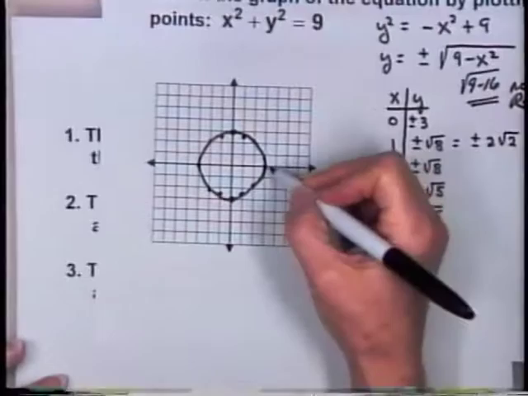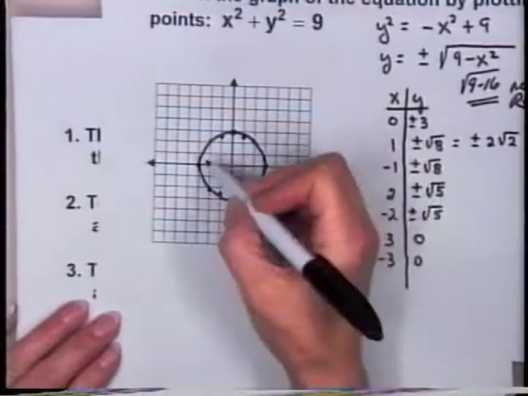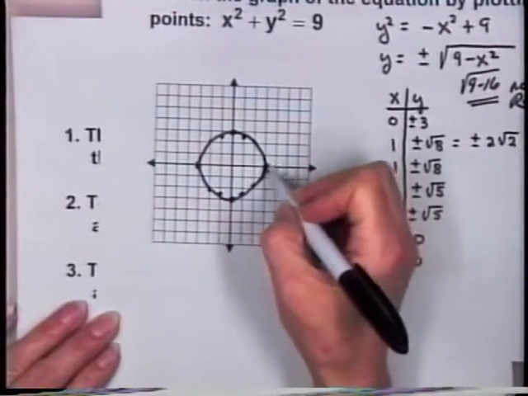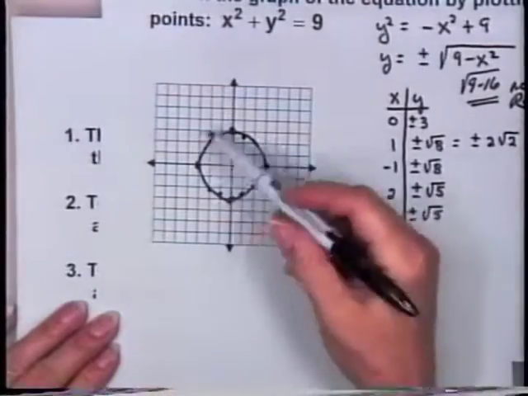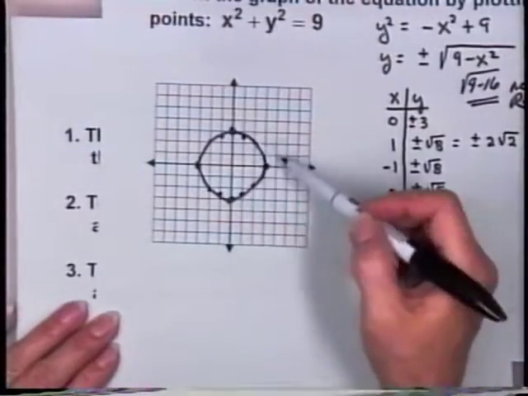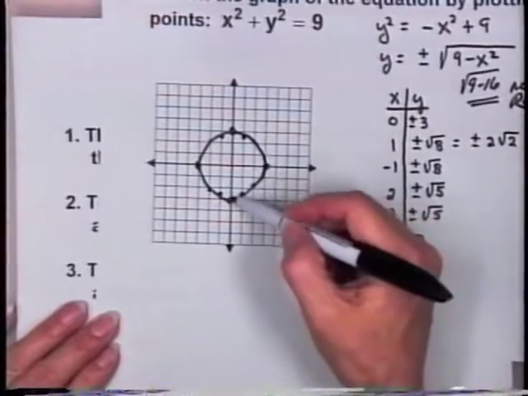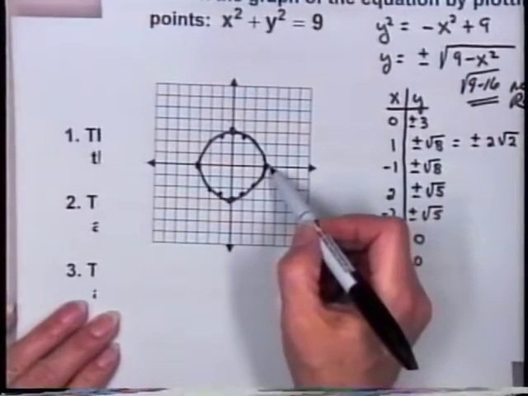Where you cross either the x-axis, that would be here and here, or the y-axis, here and here, are called intercepts. So this circle has 4 intercepts, 2 y-intercepts and 2 x-intercepts.